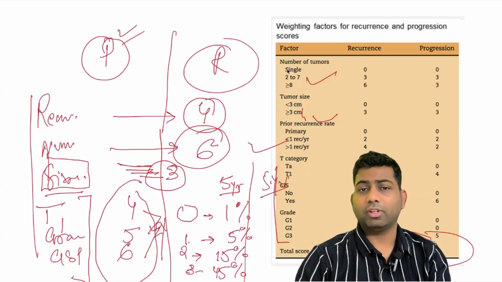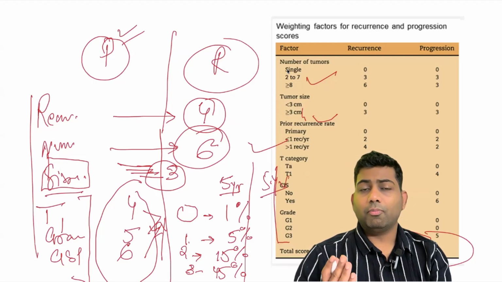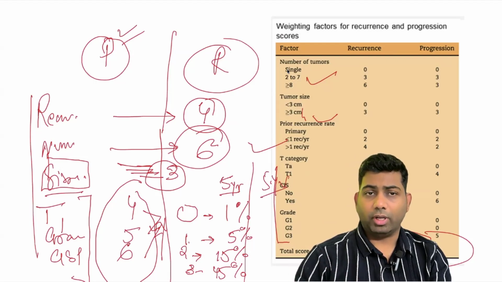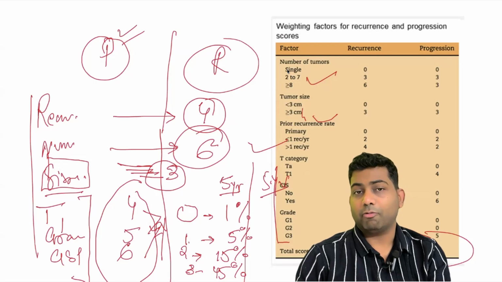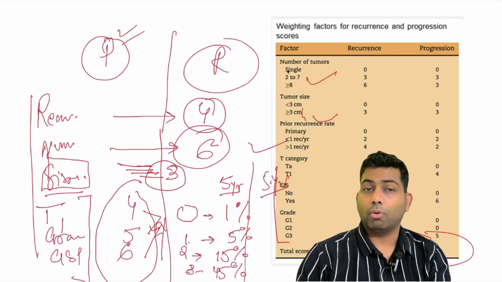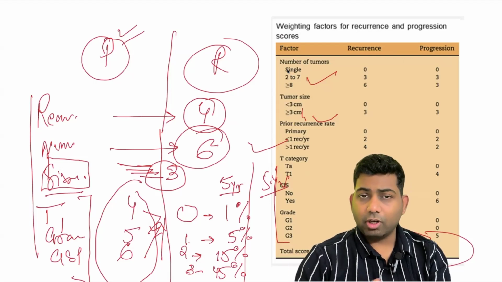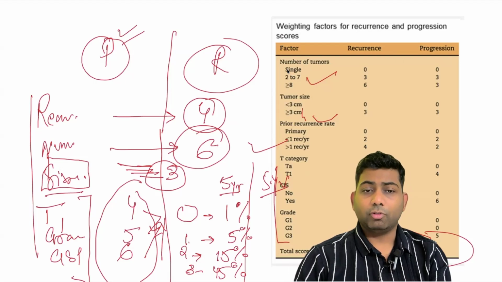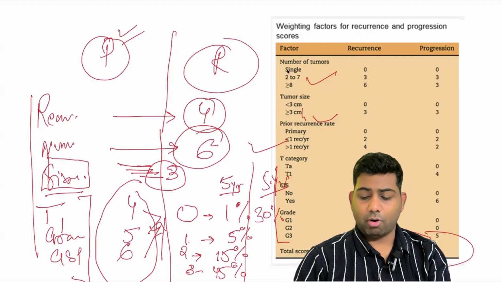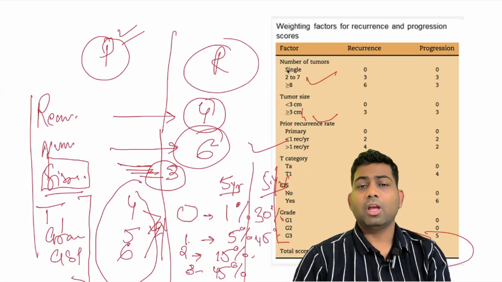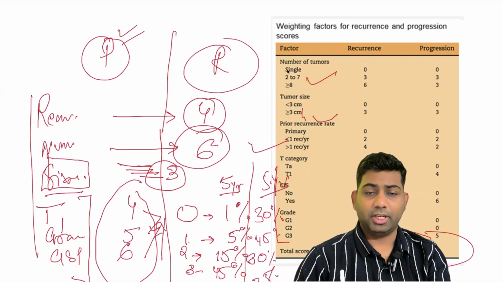Now, 5-year recurrence risk is basically, recurrence is always more than the progression rates because R is a bigger alphabet. It comes after P, so it's going to be more. So when you have no risk factor, even in spite of zero risk factor, the 5-year recurrence risk is going to be 30%. When you have one risk factor out of this, then it becomes around 45%. When you have two risk factors, it becomes around 60%. And when you have more than that, it becomes 75%. So it's just an addition of 15.